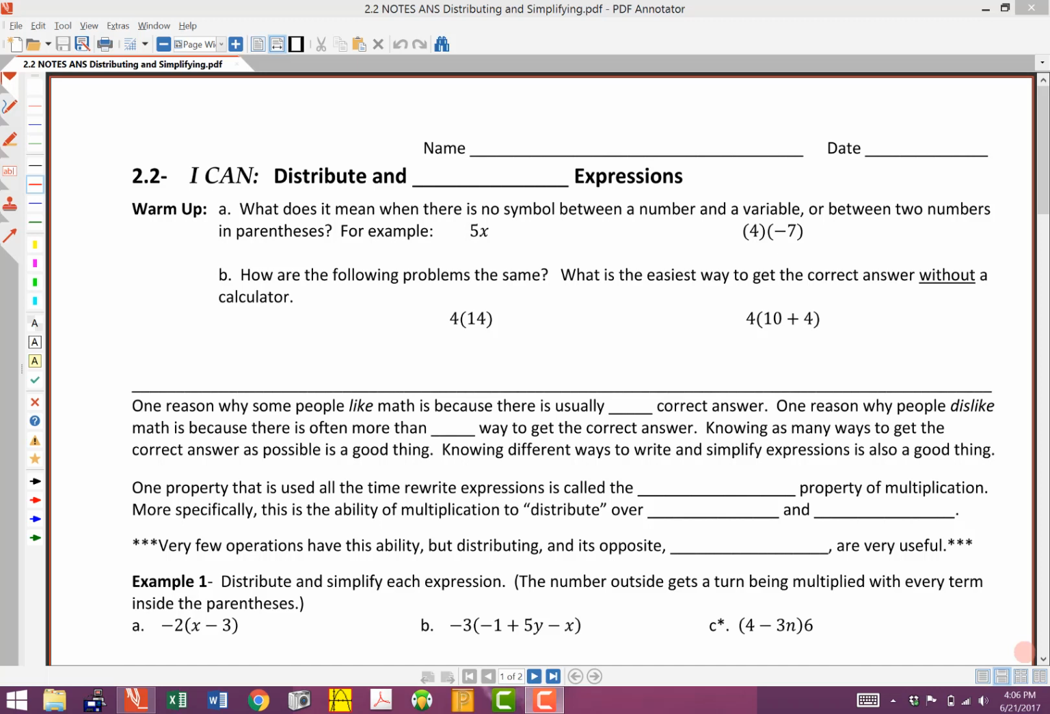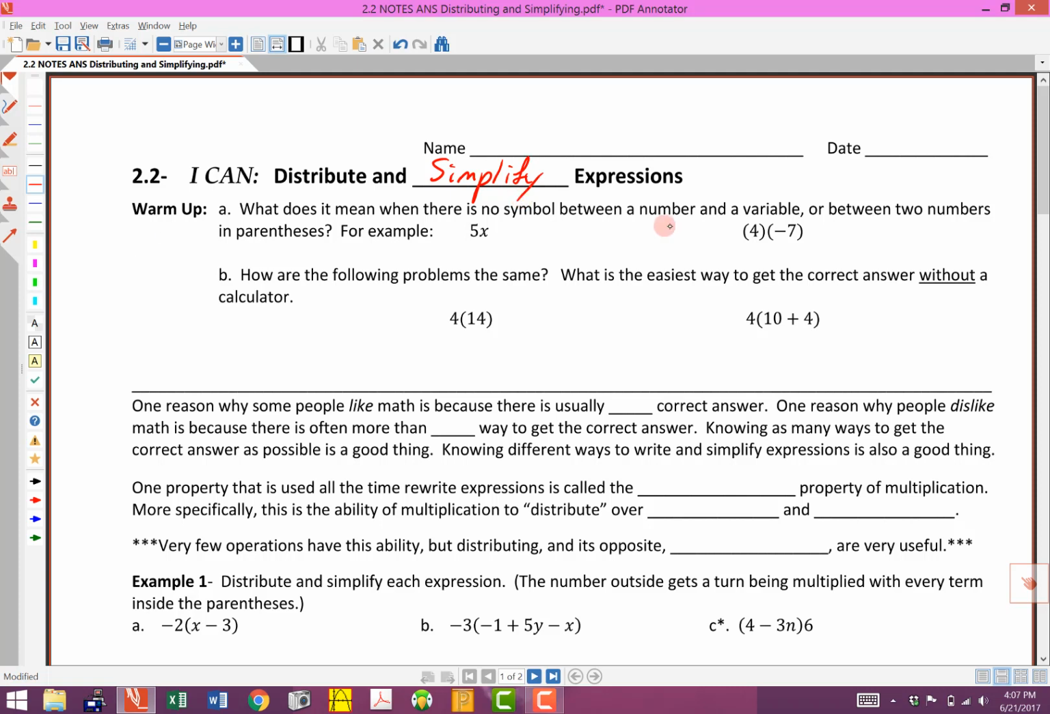Well, now that we've learned how to combine like terms, that's not a skill that we can forget. We're going to move on and cover another type of simplifying. So the I can statement for this section is: I can distribute and simplify expressions.